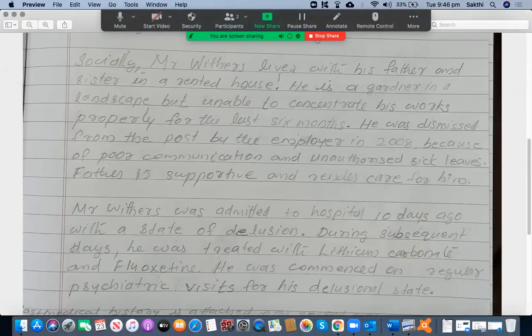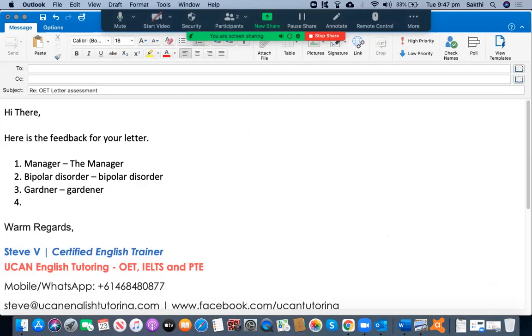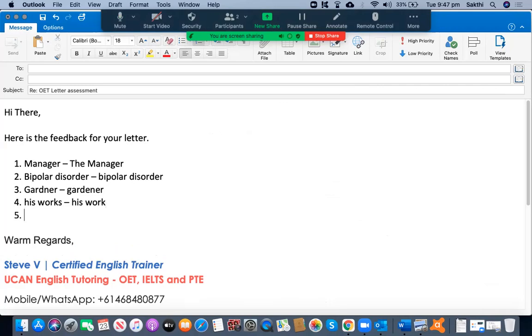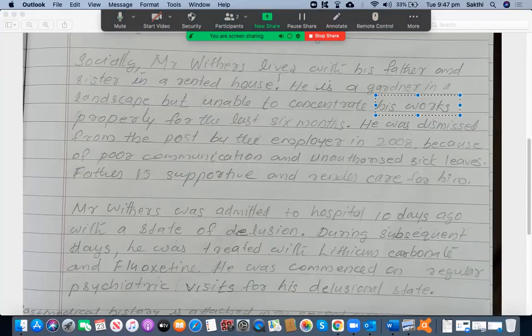So he's a gardener in a landscape, but unable to concentrate his works properly for the last 6 months. Don't use works. Work itself is fine. So his works is work. All right, let's go to the next one. He's worked properly for the last 6 months. That's good. Everything else is all right.